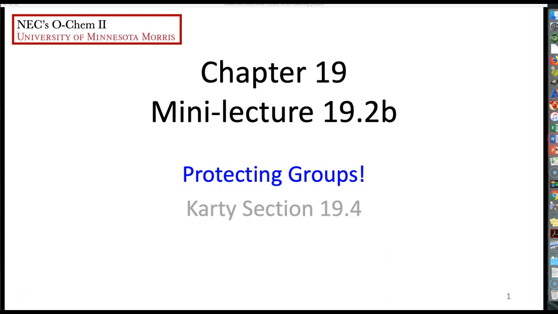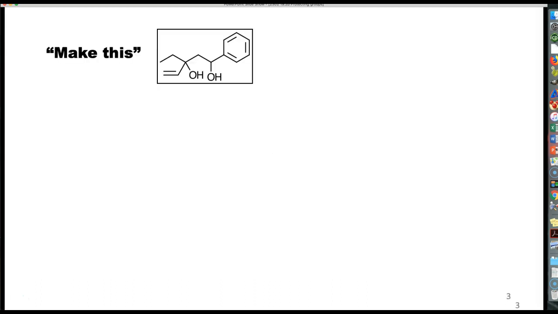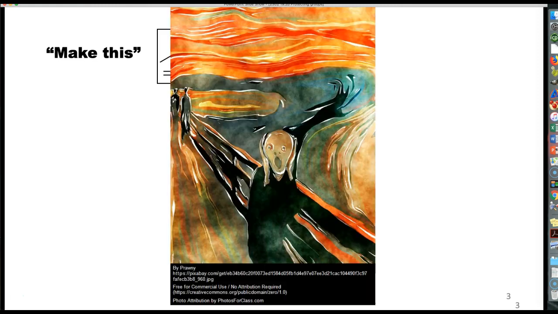Okie doke, picking up where we left off, basically I was telling you what we want to do is look at some synthesis and focus in on this section of Chapter 9, which has to do with something called protecting groups. So I last left you with this nightmare scenario. Make this scary molecule. No! But actually it's not so bad.